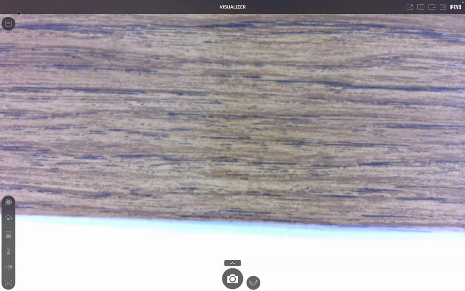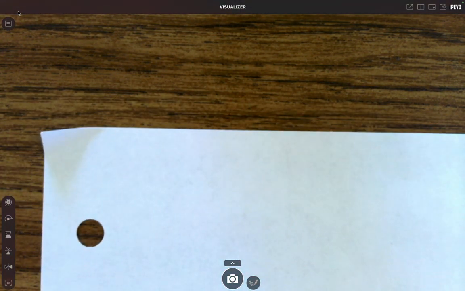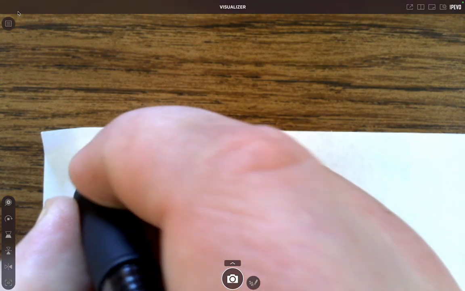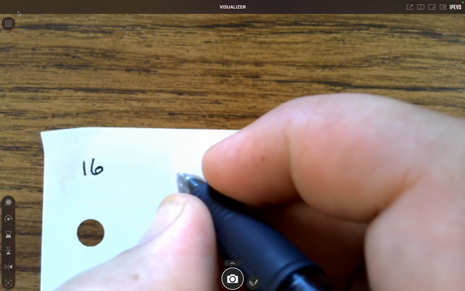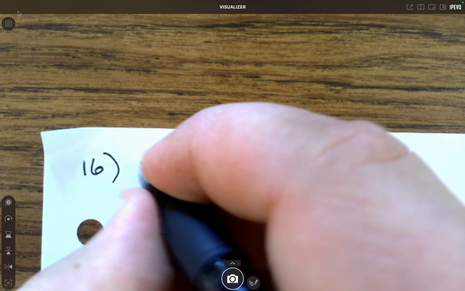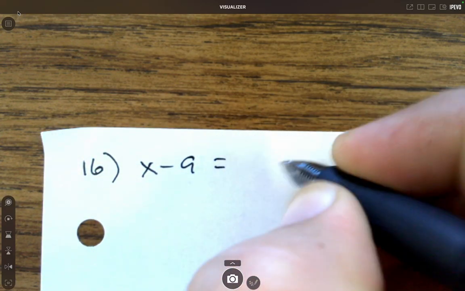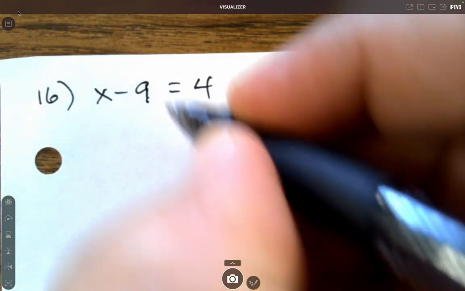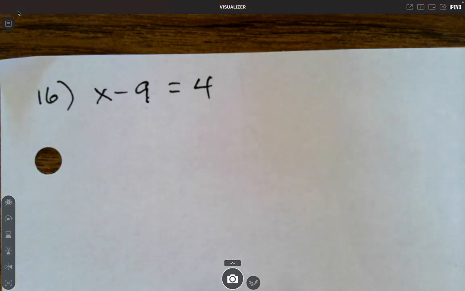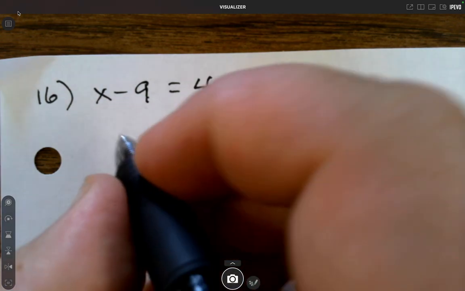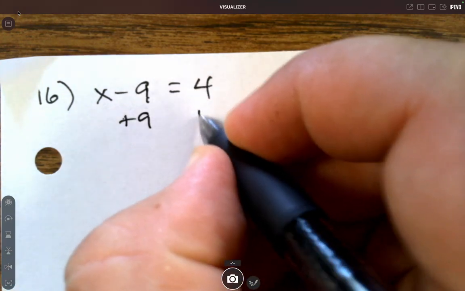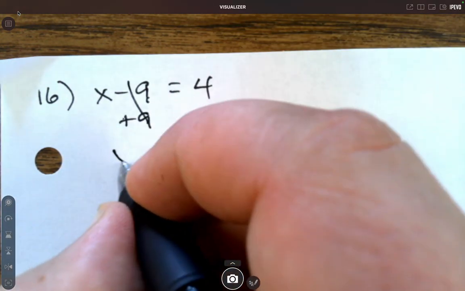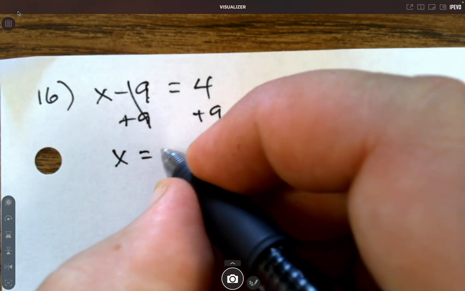Now, moving on to solving equations. 16, we start with x minus 9 equals 4. So remember that to get a variable by itself, we have to do the opposite of what's being done to it. So what's being done to x is 9 is being subtracted from it. So we have to do the opposite and add 9 to it. 4 plus 9 is 13.